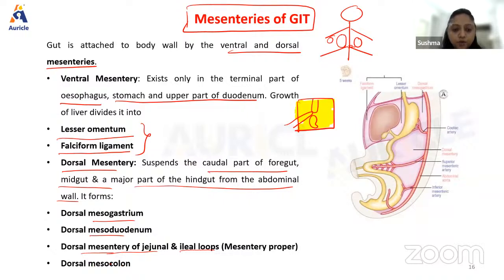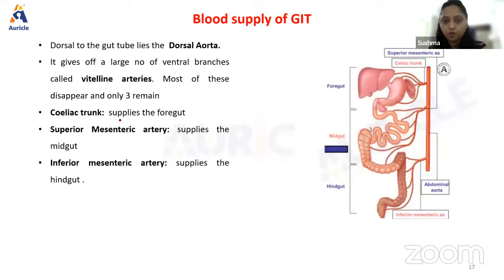Dorsal mesocolon. Okay, understood? What is ventral mesentery? Till the duodenum, and the liver comes like this and divides it into lesser omentum and falciform. Then we have the dorsal mesentery below the duodenum. You have all of these structures: dorsal mesogastrium, mesoduodenum, and mesentery proper, and dorsal mesocolon. Okay, this is very important. You have to know what ventral mesentery is and just whatever the concept that I have told you.